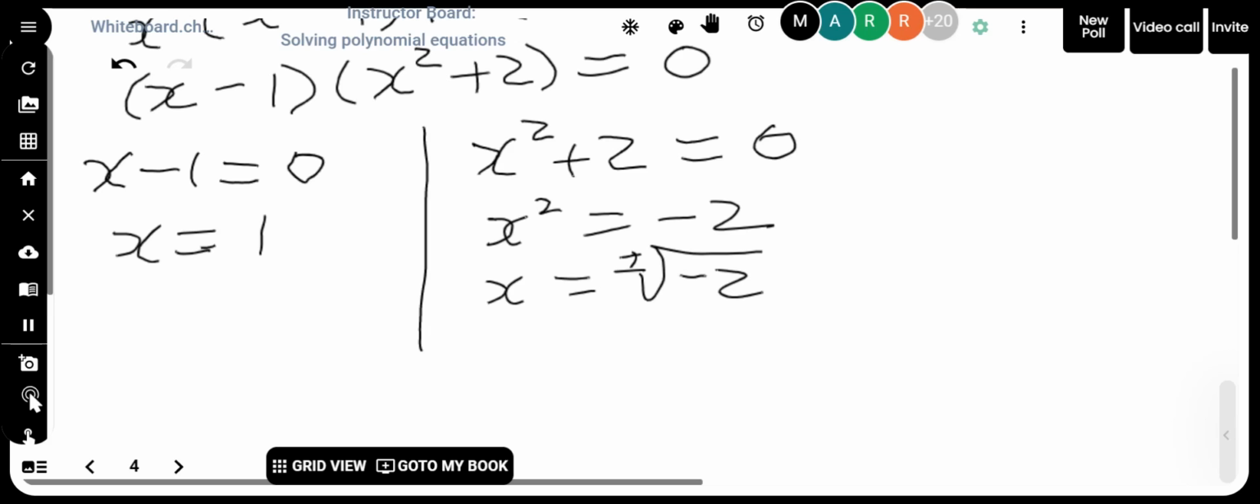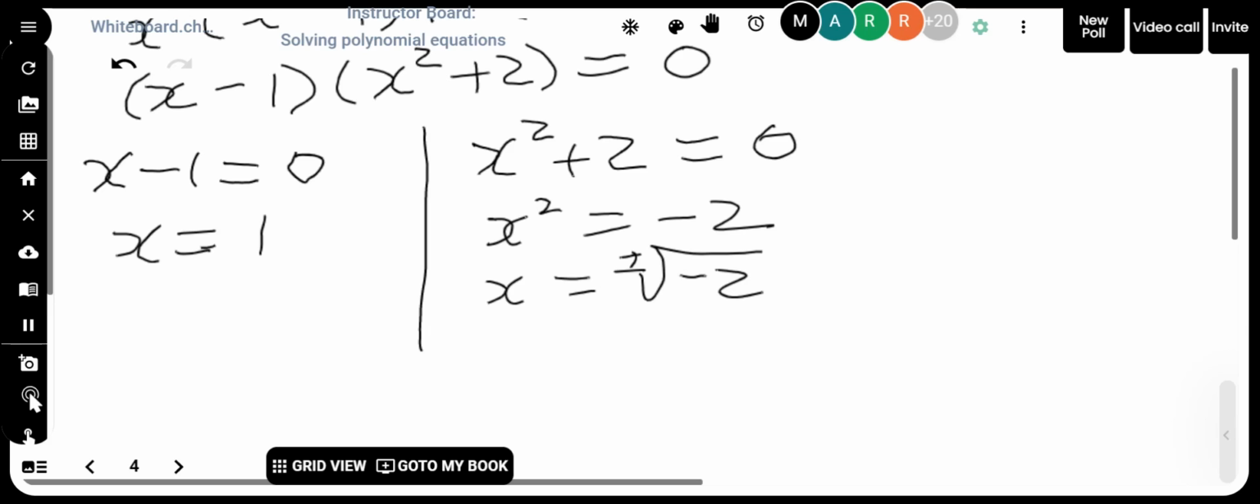Now, there are some things called imaginary numbers, complex numbers. That's a whole branch of math. But for this course, we don't get into complex numbers. We don't talk about imaginary numbers. So really, there is only one what's called real solution.